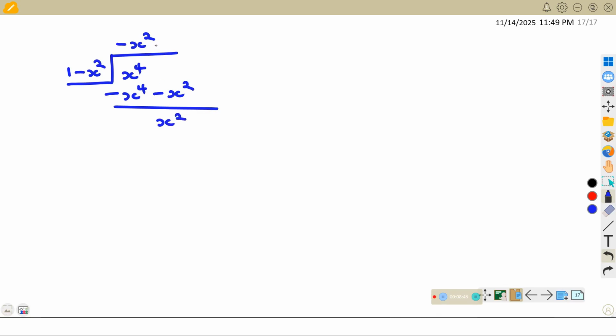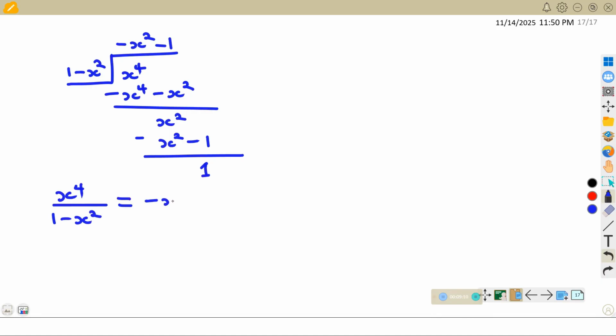So here we shall again apply. We need a positive value, so let us put negative 1. When you multiply it here, it is x squared. You multiply it with this, it is minus 1. So this will give us 0 again. When you subtract, we remain with positive 1. So in other words, x to power 4 divided by 1 minus x squared is the same as having a negative x squared minus 1, then plus 1 upon 1 minus x squared.